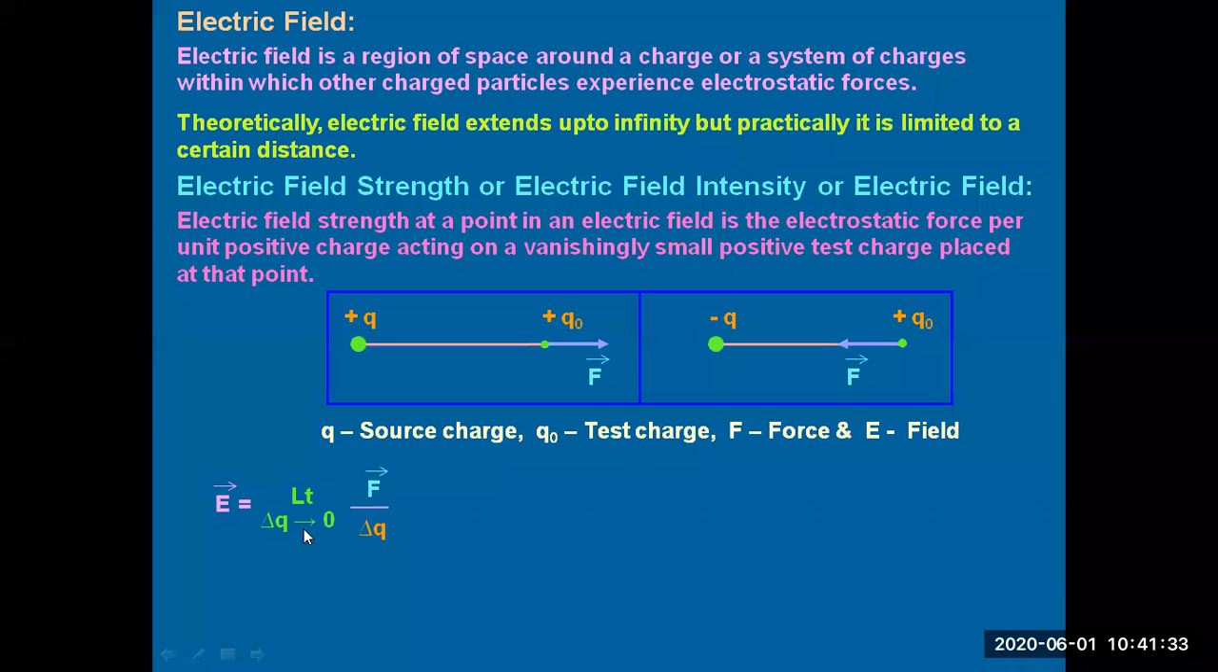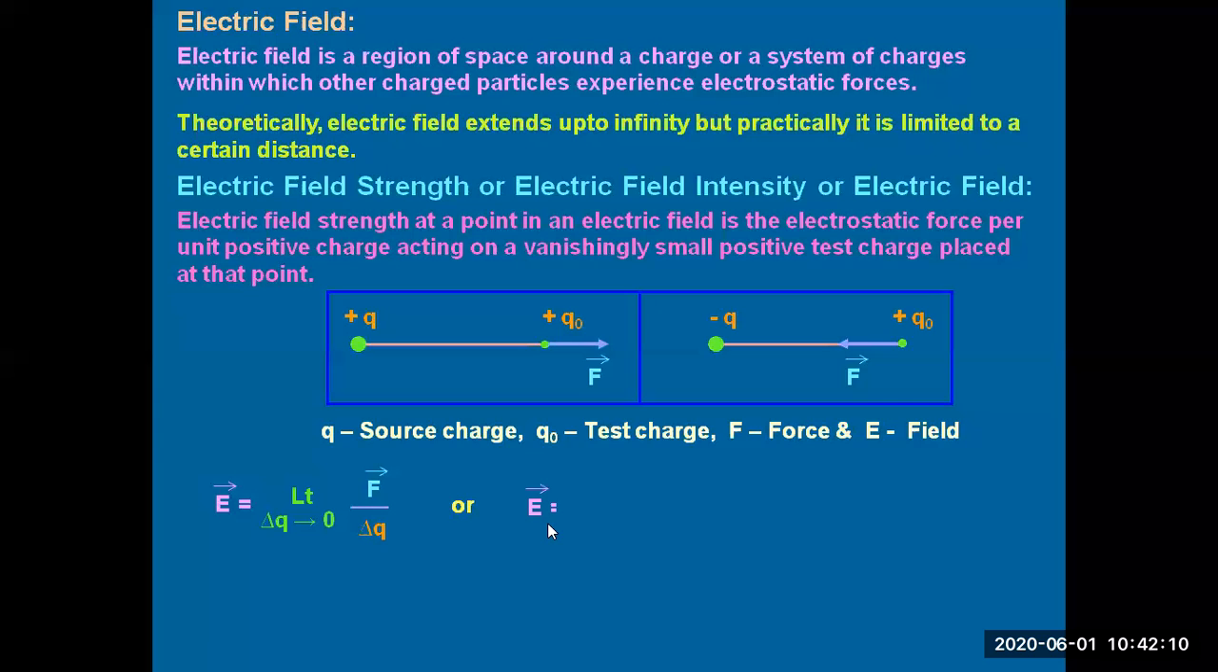So it is becoming lesser and lesser, and it will become equal to zero. That's the meaning here. It is a vanishingly small positive test charge. Mathematically, if you have to write the formula for electric field, E equals limit delta Q tending to zero, F divided by delta Q. F is the force, delta Q is your charge. And the definition is electrostatic force per unit positive charge acting on a small positive test charge. So that is the definition what you have.